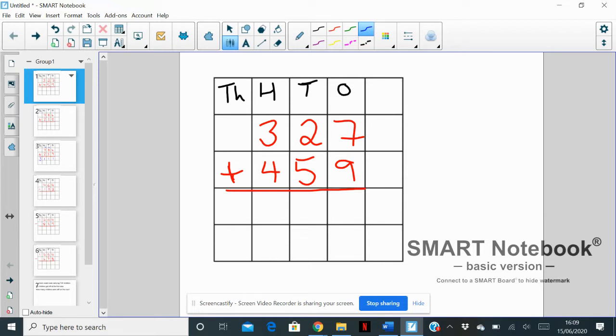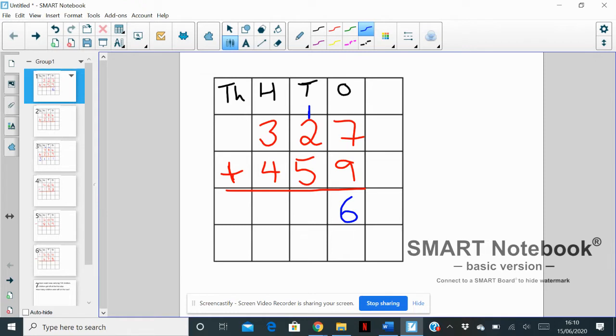So I've got 7 ones plus 9 ones. 7 plus 9 is 16. That means I have 16 ones. Now I know I can't write a 16 in my ones column like this. I'm going to have to do some regrouping. So 16 ones is the same as 1 ten, which I will put up here in the tens column, and 6 ones.